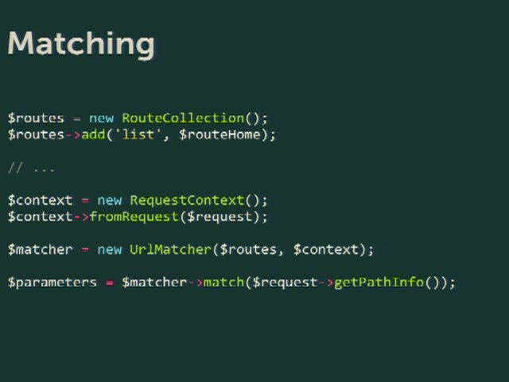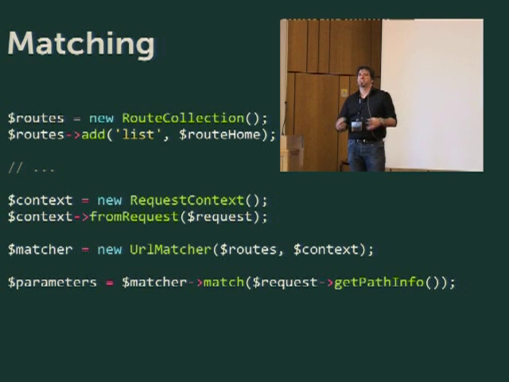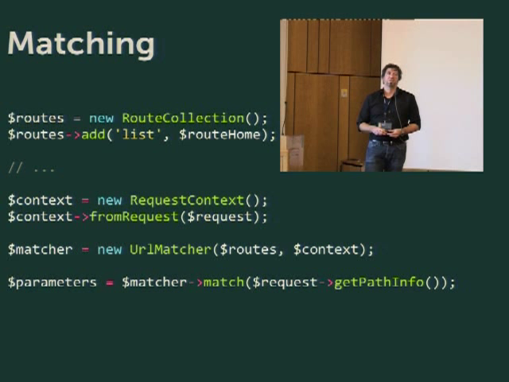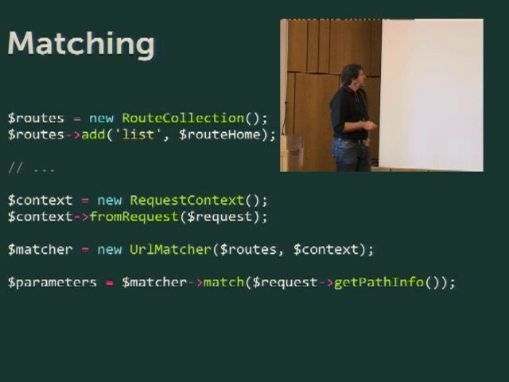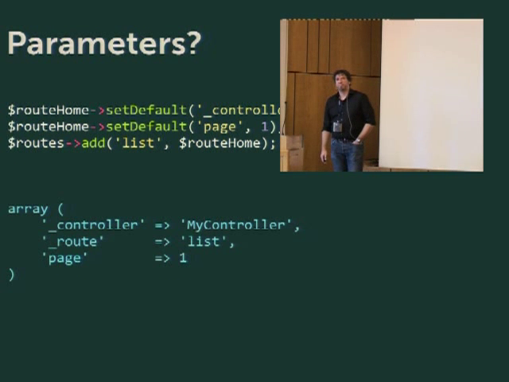And then I can use a URL matcher, which is this one, that accepts the routes in a routing context that I can create like this, to match a request. This request variable contains exactly the request object that I've created in my front controller early on. So what I end up with is a set of parameters.